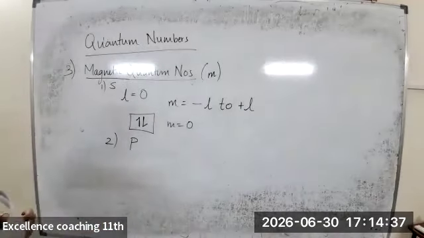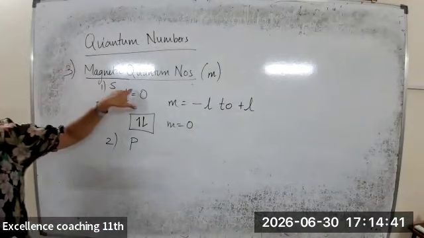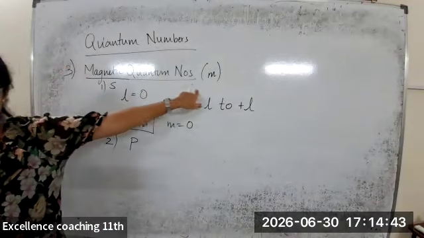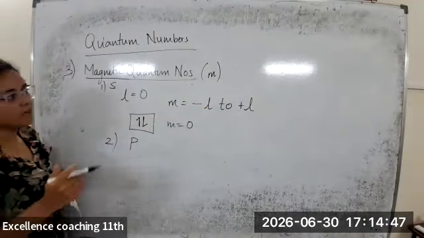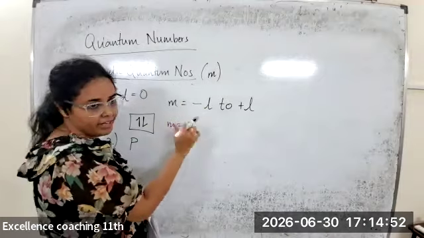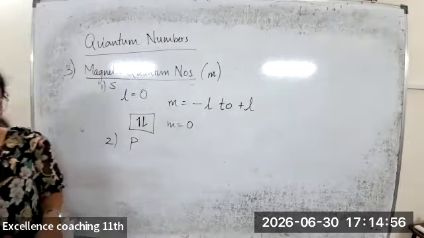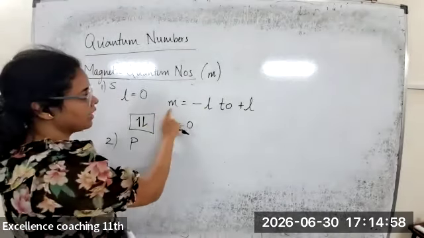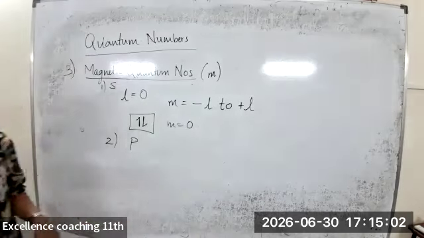Okay, so now we were speaking about the magnetic quantum number. Same way, you all have to write this topic. Magnetic quantum number we represent by small m. When we speak about the magnetic quantum number, it can have values from minus L to plus L. So write this: m can be minus L to plus L.